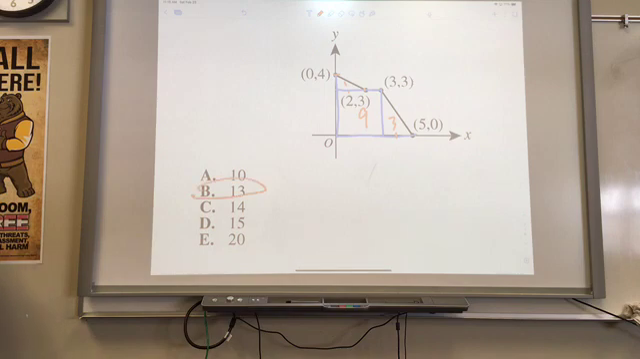13? Why is that? Yeah, it's a base of 2 though, because it goes from 3 to 5, and it's a height of 3. Oh, you're right. And then it's 1/2 base. What is the value of the group? That's not bad.